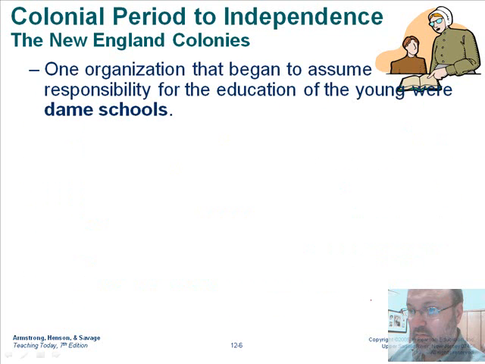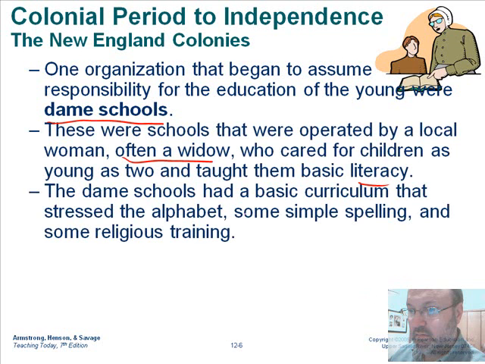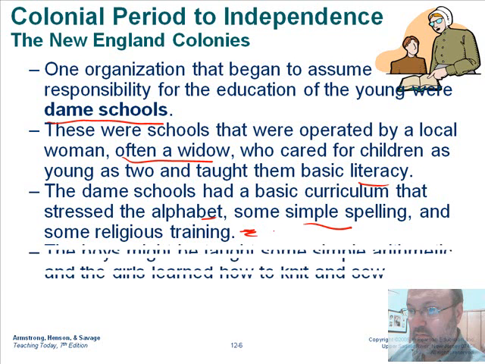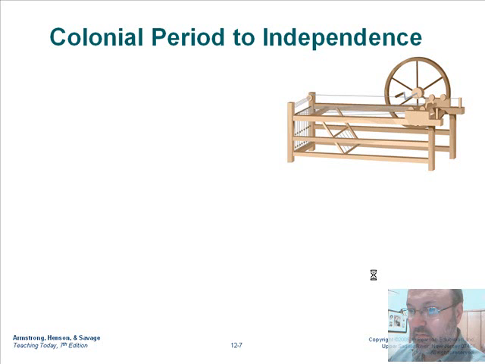One organization that began to assume responsibility for the education of the young were dame schools. These were schools operated by a local woman, often a widow, who cared for children as young as 2 and taught them basic literacy. And what is that basic literacy? Well, the alphabet, simple spelling, reading, and obviously some religious training, because they had to be able to read the Bible to know religious truths and base their life on the religious truths of the Bible. Boys might be taught some simple things like math, and the girls some simple things like knitting and sewing. And of course, you know how well that would be received today.